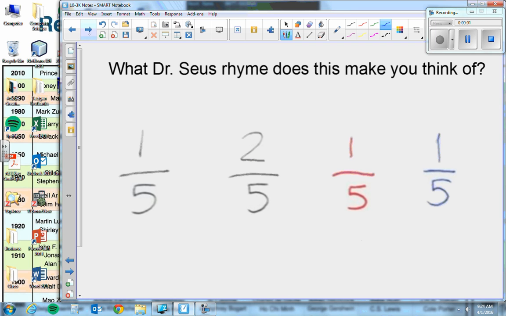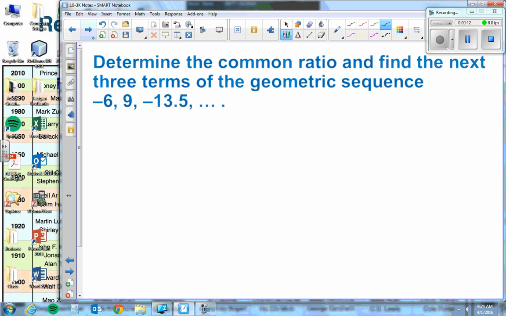Sequences now. Oh. What Dr. Seuss book are we talking about? Yeah. One fish, two fish, red fish, blue fish. I thought it was cute. I've probably seen it before. All right, just watch, okay?